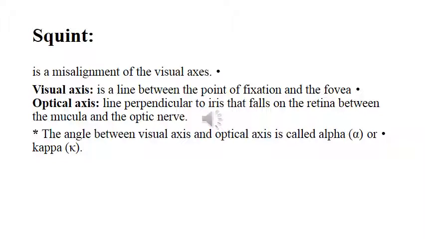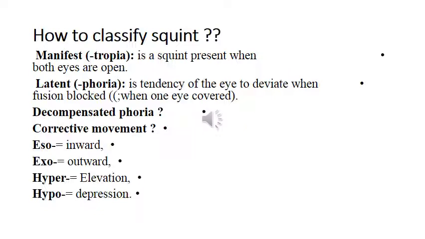Whenever there is a large angle Kappa, this means there is sequent. That means there is misalignment of the visual axis. These are the terminology we use while classifying sequent, and not the classification. Manifest sequent, we call it tropia. Latent sequent, we call it phoria. Decompensated phoria, corrective movement. I will explain each of these.